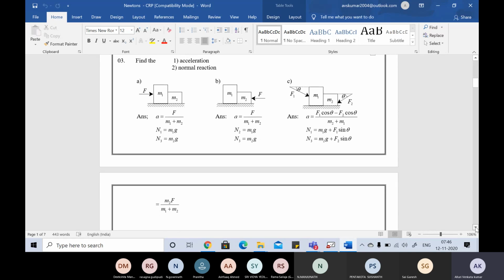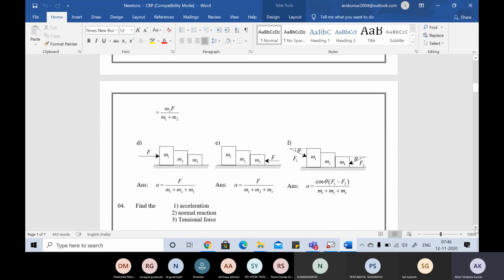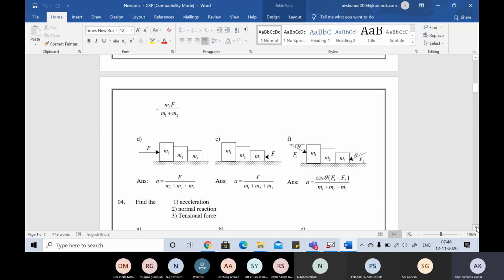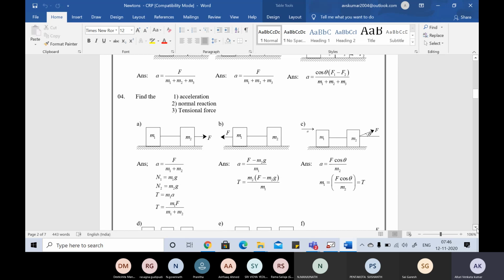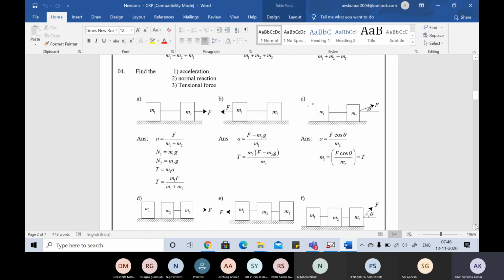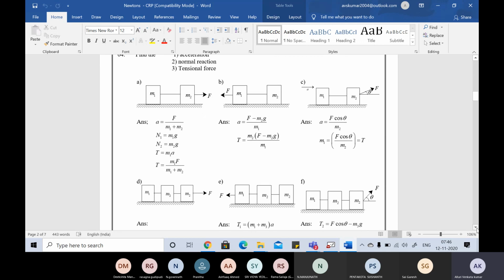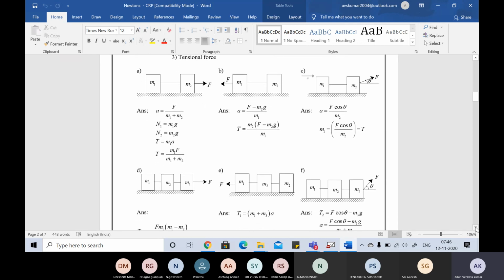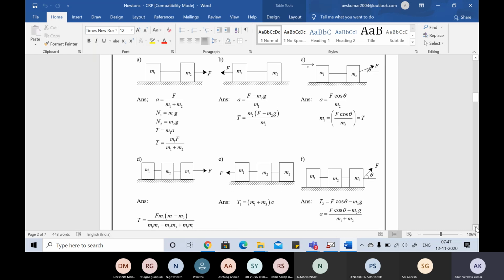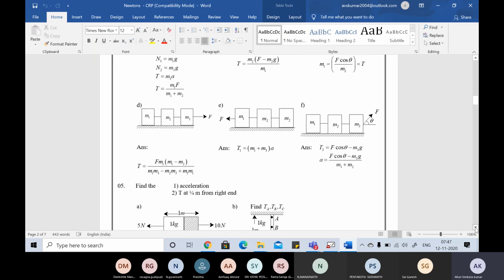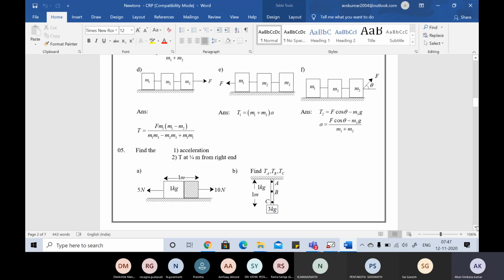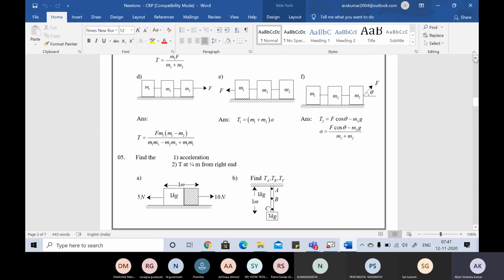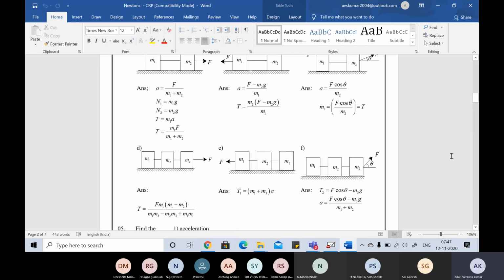Yesterday I told you to solve the fourth problem, 3DEF. I hope you have solved. Then next one is the fourth problem I told you to solve. Did you all solve? Find the acceleration, normal reaction, and tensional force. Any doubts? Up to the fourth problem. The fourth problem has I think 6 parts, correct? A, B, C, D, E, F.